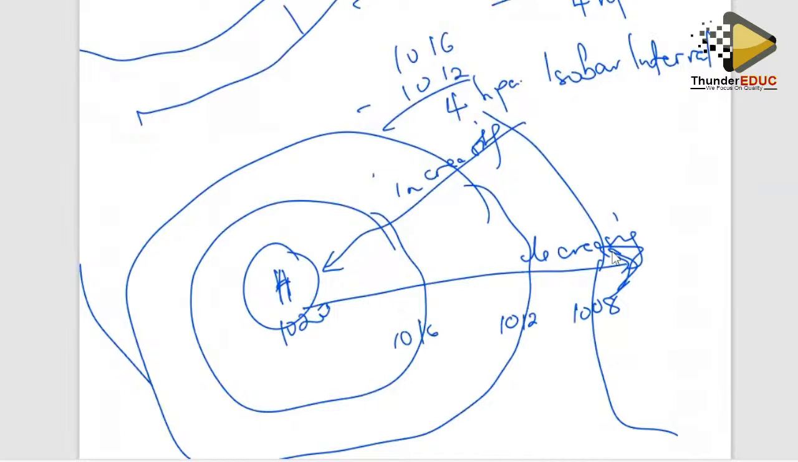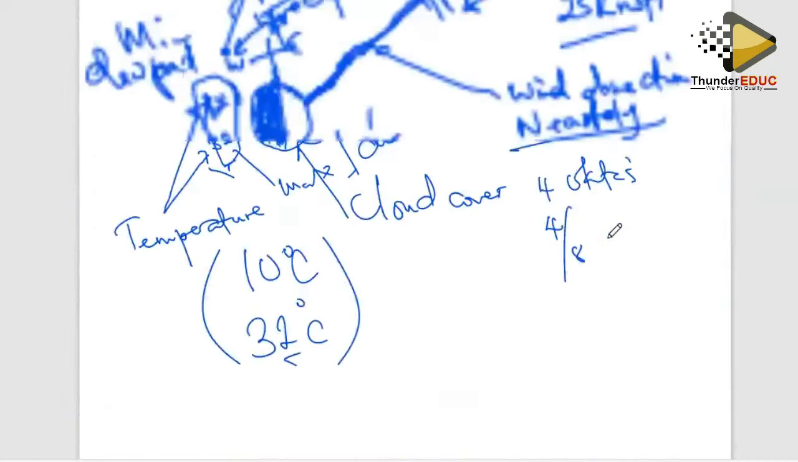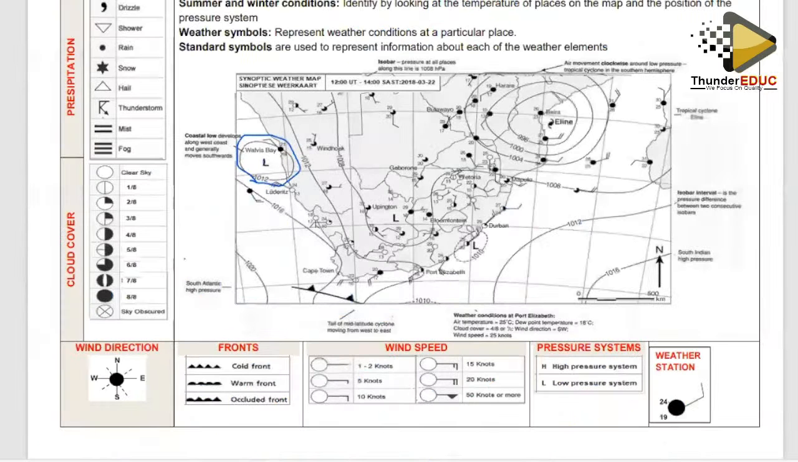Right. Going back to our synoptic map. What do we need to note here? This is a low pressure cell which is existing along the coast. If we check, this is the margin of the ocean, which is the Atlantic, and the inland places around Walvis Bay on the western coast. This is what we call a coastal low. It's called a coastal low pressure cell.